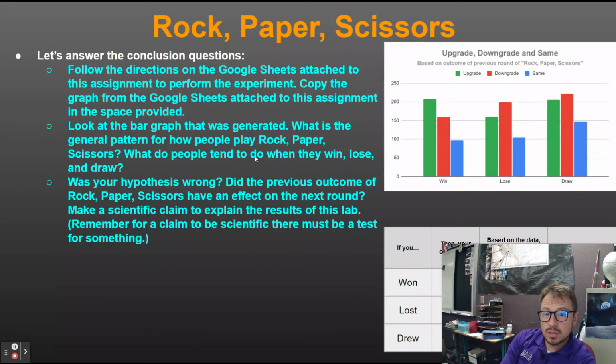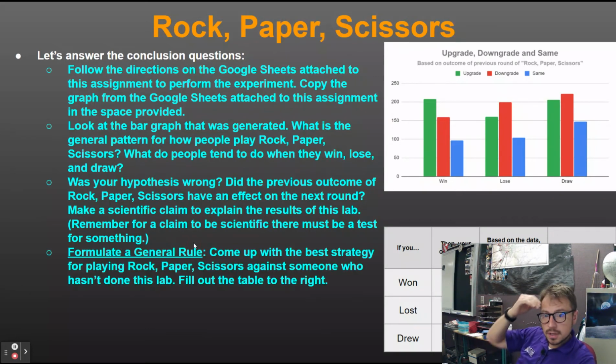Great, moving on. Now, was your hypothesis wrong? Did the previous outcome of rock, paper, scissors have an effect on the next round? I would say yes. I would say it does. It does have a psychological effect, whether you win, lose, or draw. And I would say it's because psychologically, we think, oh, I just lost with this. It's a weak hand. I don't want to play it again. Oh, I just won with this. It's a strong hand. I want to play this again or play something stronger.